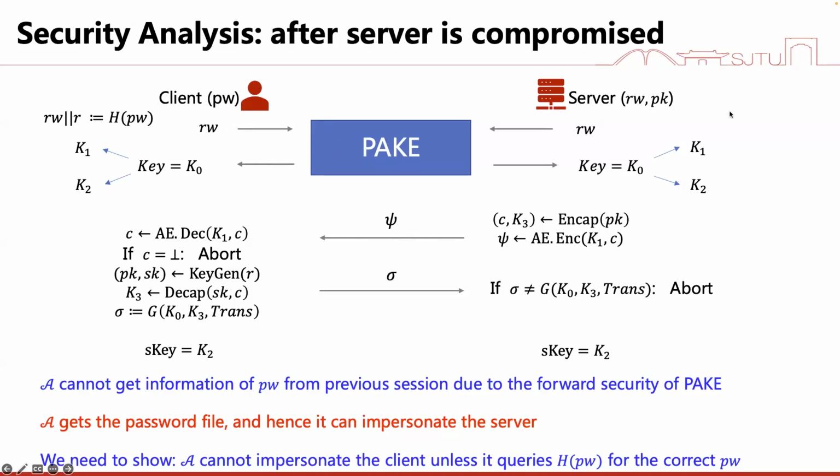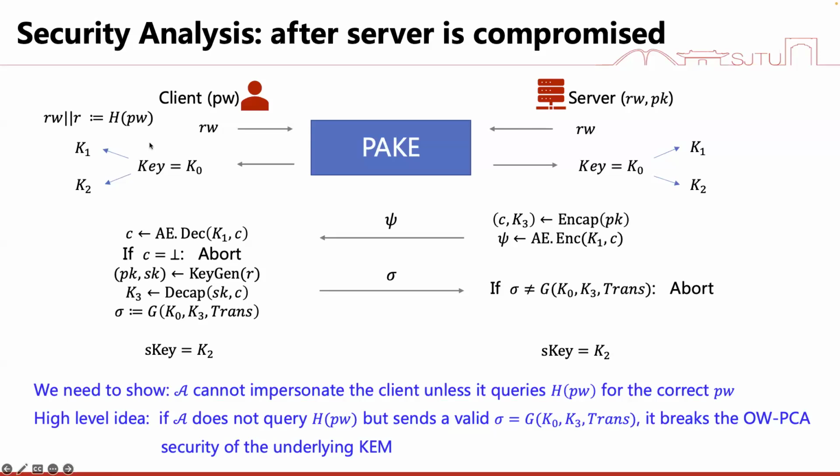And now A gets the password file, so it can always impersonate the server. And we need to show it cannot impersonate the client unless it queries each password for the correct password. And the high-level idea is, if the adversary does not query each password and it can send a valid sigma, then it must break the one-way PCA security of the underlying CAM.